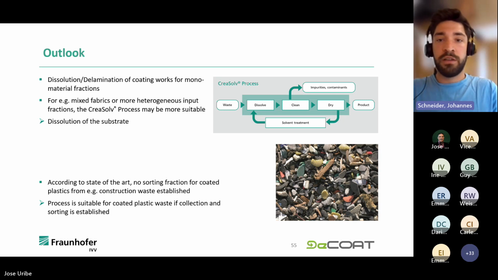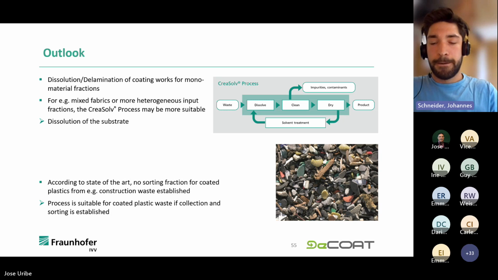But if they are there, and they are often very heterogeneous, then the Creasolve process could also be a suitable option, where not only the coating is removed, but only the one target polymer that we want to extract from this waste stream is dissolved. The rest is removed via, simply said, filtration, and our target polymer is dried in the end and recovered.